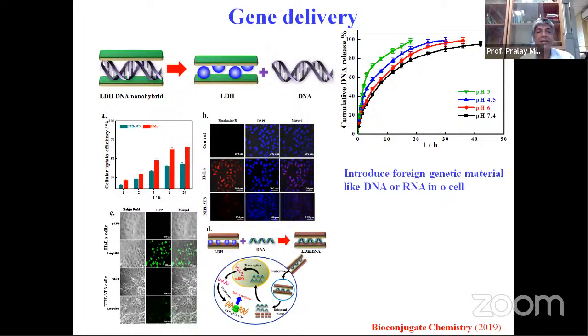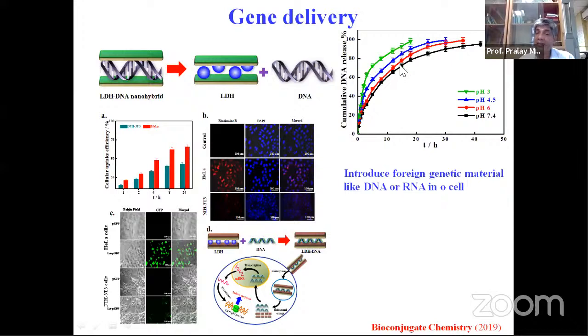Then here there is another system where we deliver genetic material like DNA, RNA, and so on. We put this DNA or RNA within this gallery, and then we can release it within the cells. This DNA will be useful for disease control, like gene repairing or killing cells and so on.